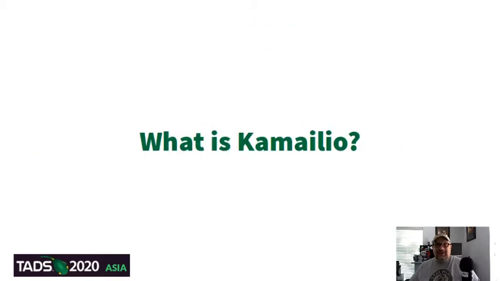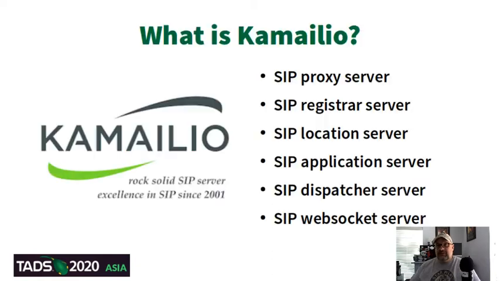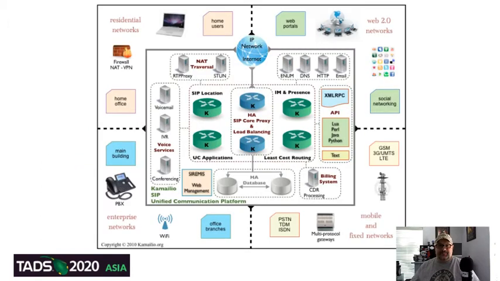So first of all, what is Kamailio? Kamailio is a SIP proxy server, a SIP registrar, SIP location server, SIP application server, dispatcher, and a WebSocket server. Now you'll notice in all of these aspects you'll see the word SIP, and that's because Kamailio is all about SIP. Kamailio is open source software since 2001, specializing in handling of SIP protocol.